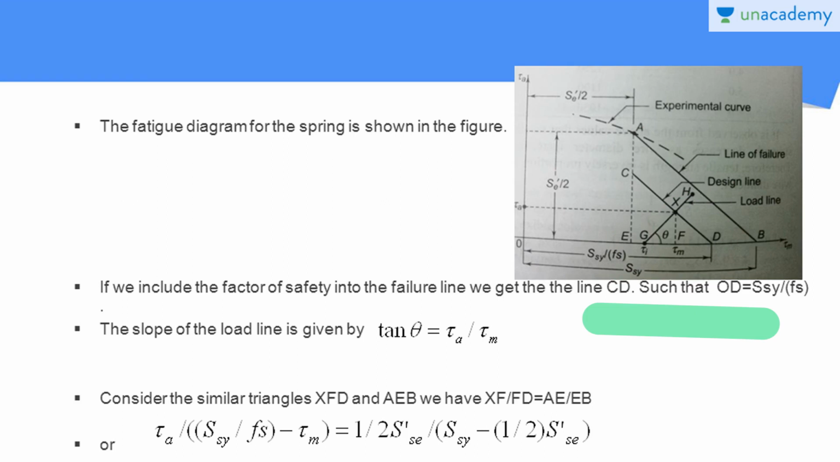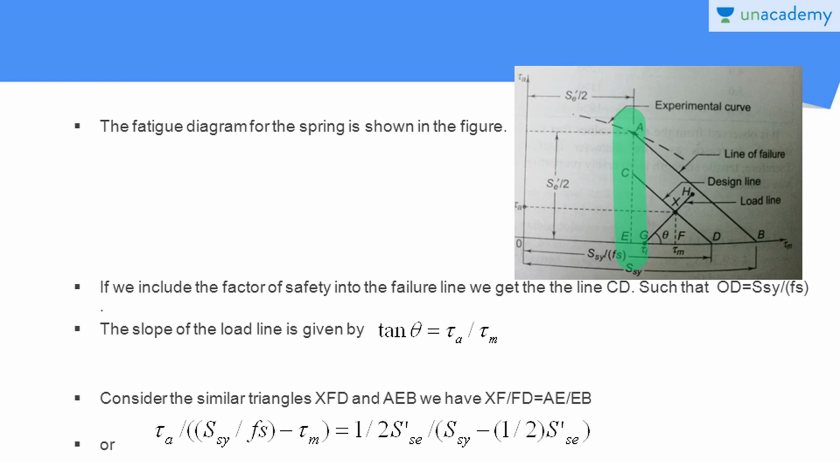On doing so, tau A is the height of XFD, and SSY by FS minus tau M is the base of this triangle XFD. And 1 by 2 S dash SE is the height of triangle AEB, and the base will be SSY minus 1 by 2 S dash SE. So we have found the relation between tau A and the endurance limit given by S dash SE, and the shear yield strength of the material. This condition is used for the calculation of the permissible stresses that should be given to the material to avoid failure of that material.